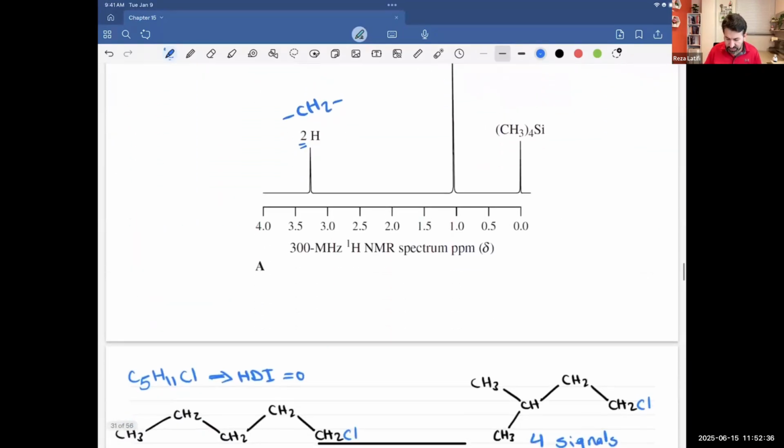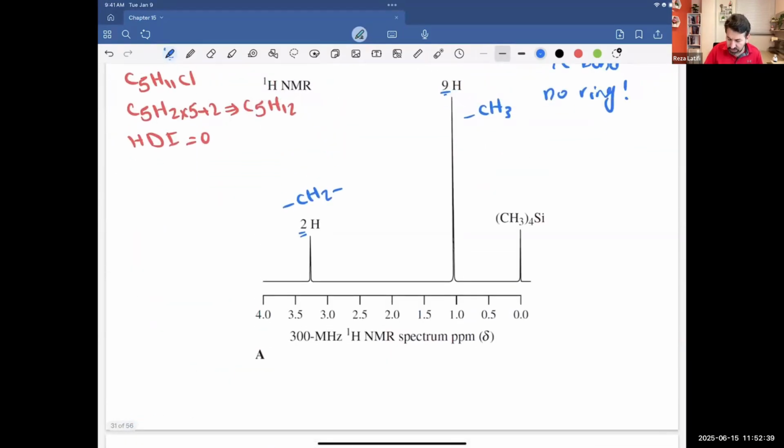We have only 2 signals. How can I get 2 signals? We need to make some of the carbons somehow identical. How about this? CH3, CH3, CH3. Those will be identical. How do I know those are going to be identical?